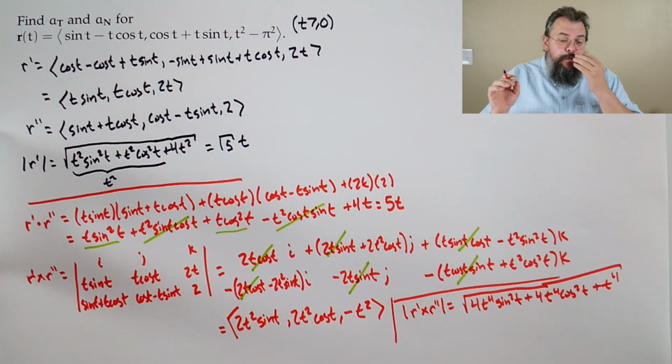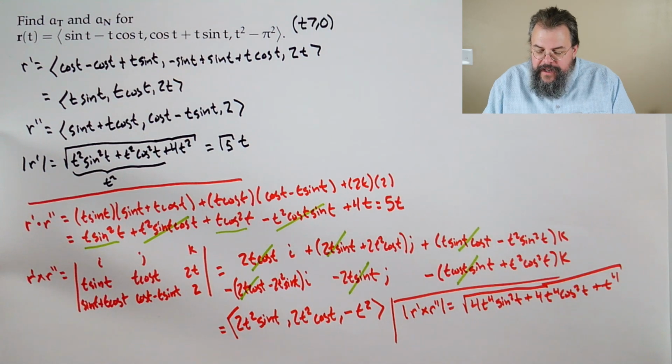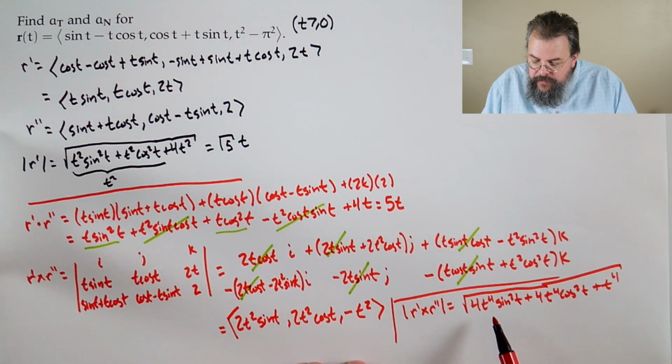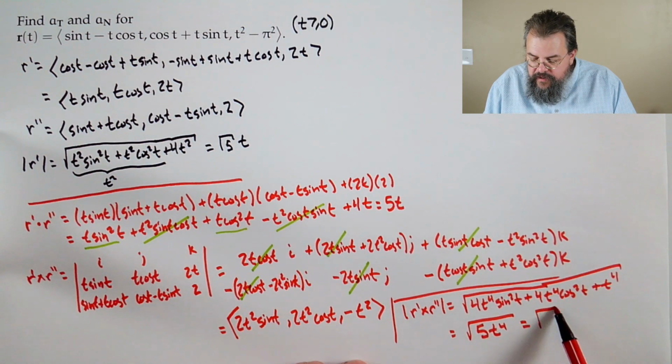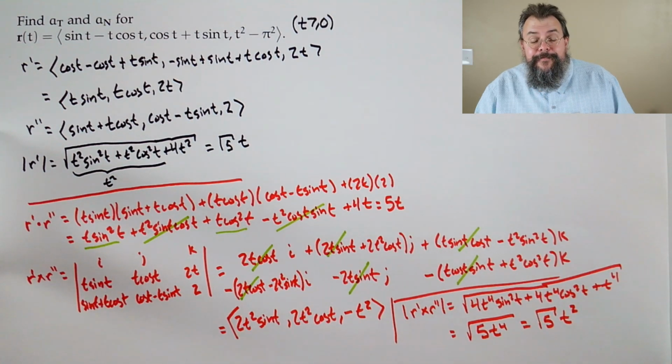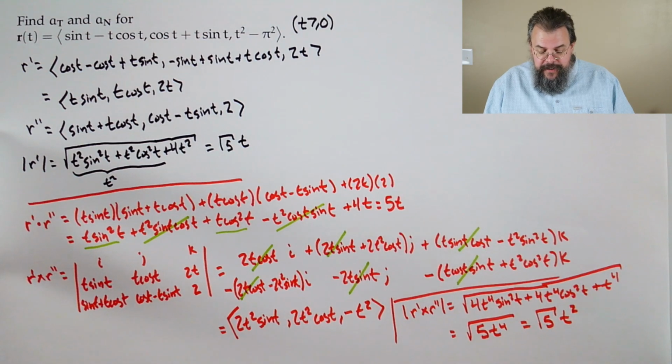Beautiful. Really beautiful. And so that leaves us with 4t to the fourth plus t to the fourth, which makes this the square root of 5t to the fourth, which we can write as the square root of 5t squared. All right, now we put it all together.